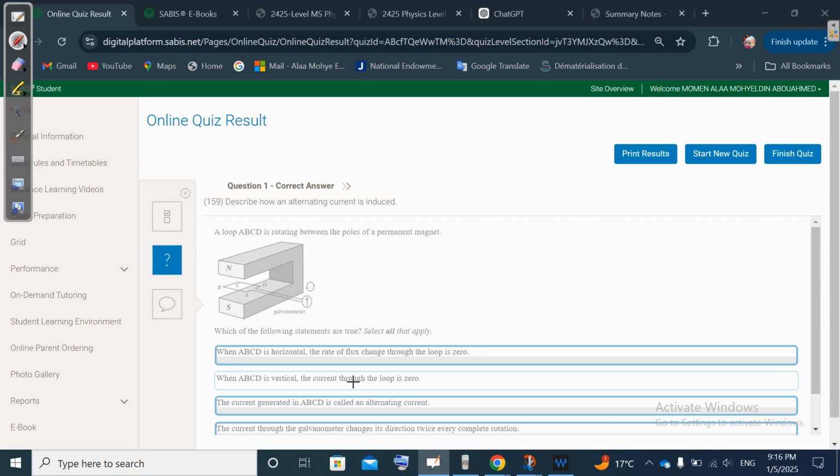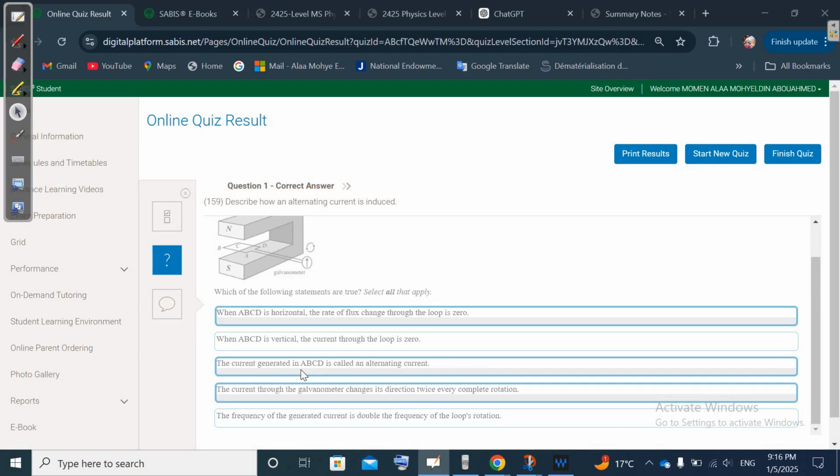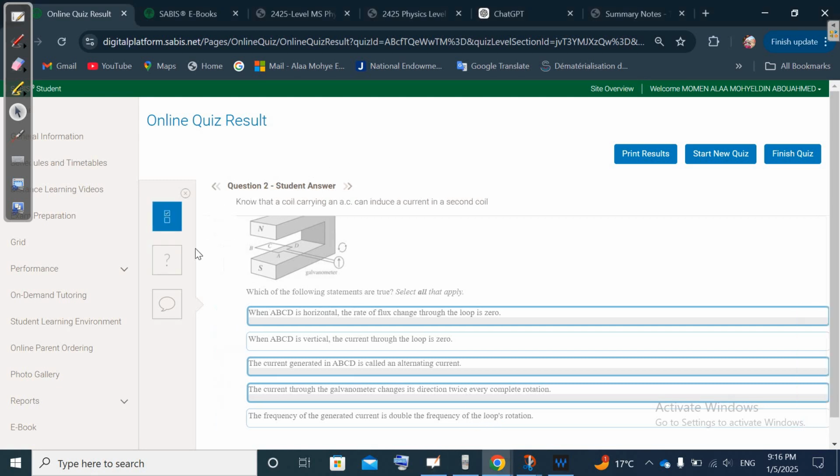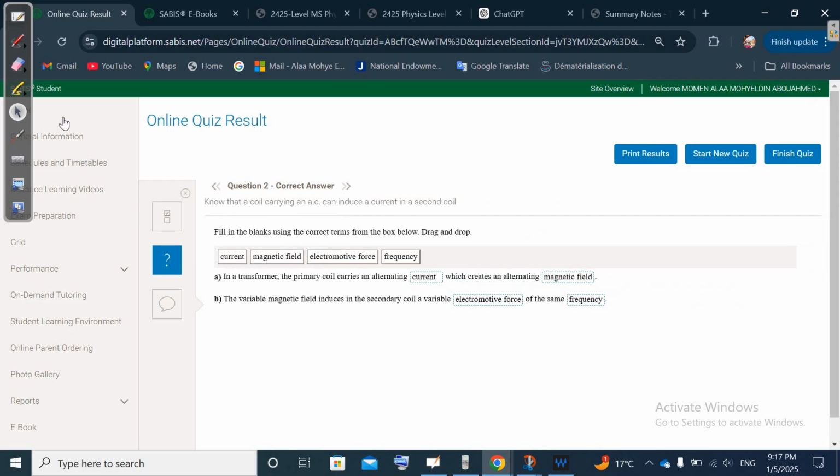When ABCD is vertical, the current through the loop is zero. That's obviously wrong. The current generated in ABCD is called an alternating current, yes, because it changes its polarity. The current through the galvanometer changes direction twice every complete rotation, yes. All of this is mentioned in the book. The frequency of the generated current is double the frequency of the loop's rotation. This is logically wrong. Next question.